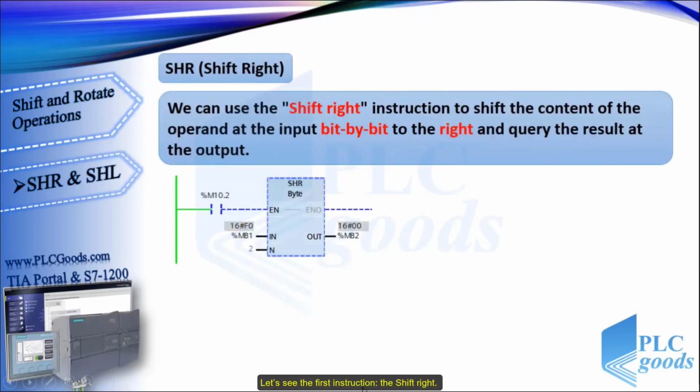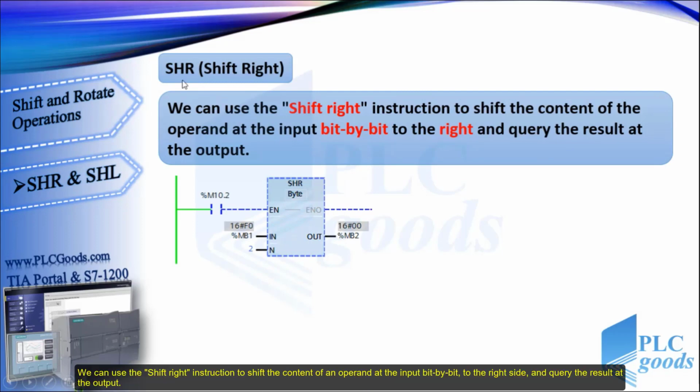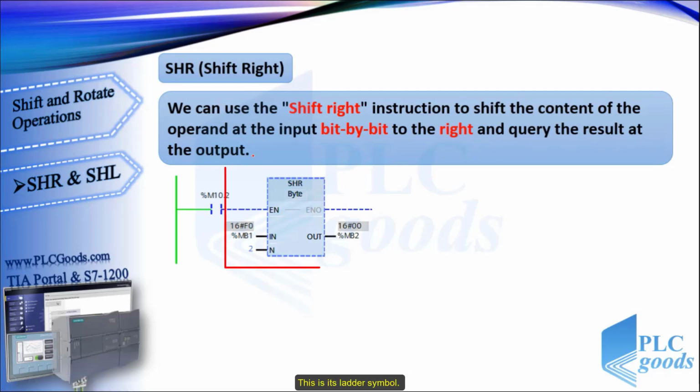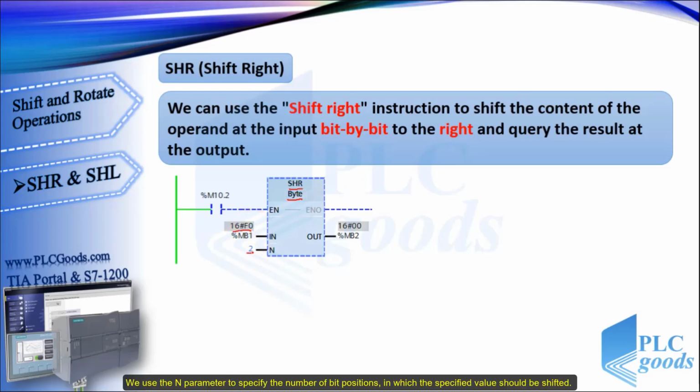Let's see the first instruction, the shift right. We can use the shift right instruction to shift the content of an operand at the input bit by bit to the right side and query the result at the output. This is its ladder symbol. First, we need to choose our data type. Here the input value is F0 in hexadecimal form. We use the N parameter to specify the number of bit positions by which the specified value should be shifted.